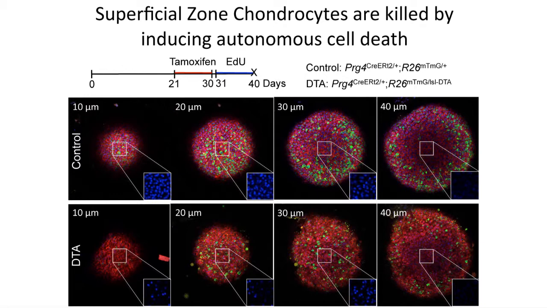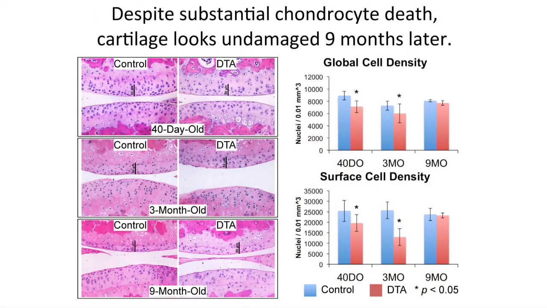How many of you think that's bad for the mouse? Martha thinks it's bad for the mouse, and Jim thinks it's bad for the mouse. Well, it's not so bad for the mouse. We kill the cells at about a month of age. You can see there's some cell loss at 40 days, but by 3 months, 2 months after we've killed the cells, there's half as many chondrocytes in the mice that we got to express diphtheria toxin at the surface.